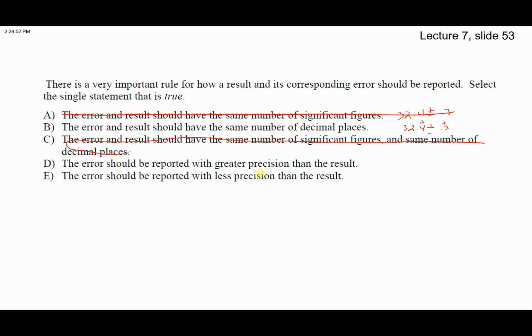wrong. The error should be reported with greater precision than the result. We already know that's not true. You can't report one with greater precision than the other. The error should be reported with less precision than the result. Equally as absurd. So the answer is B.